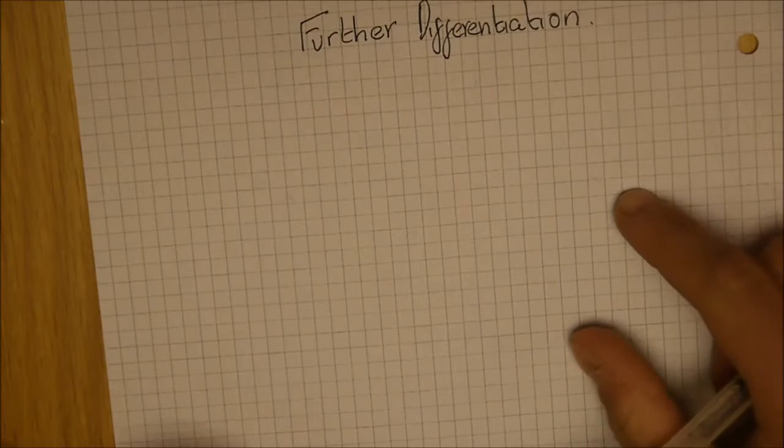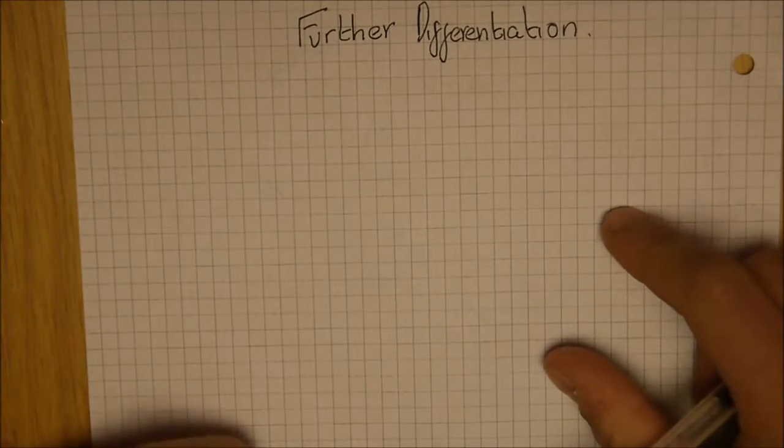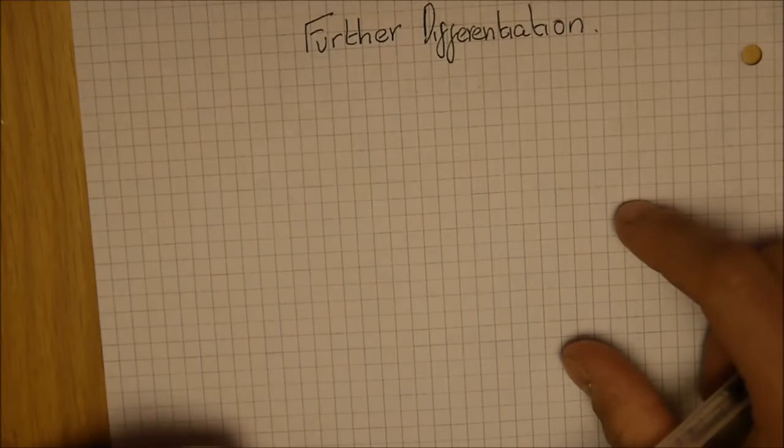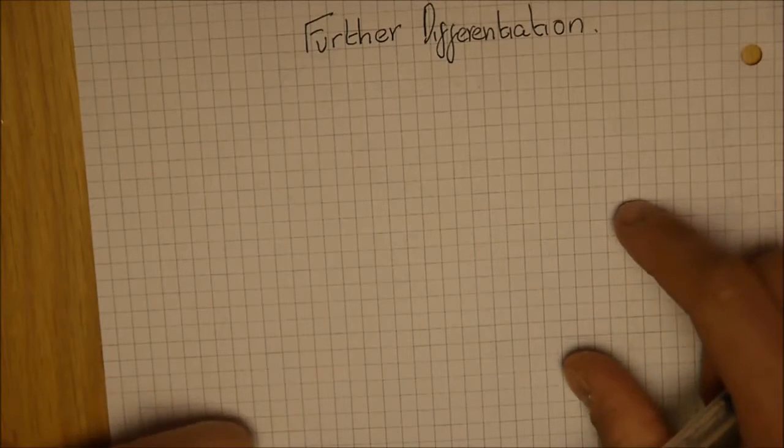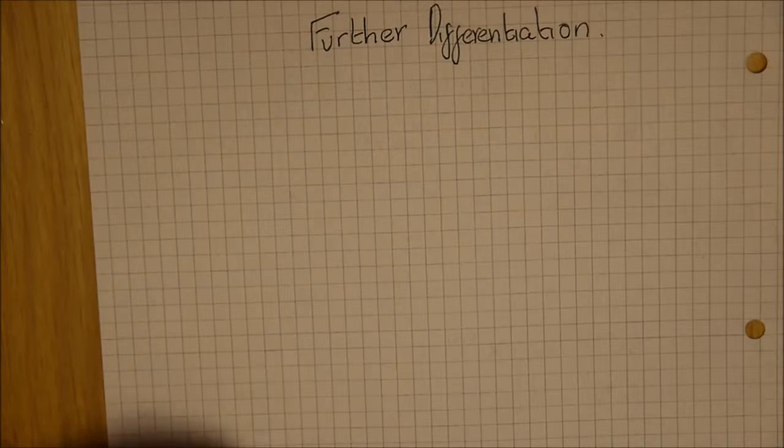Now, further differentiation isn't much different to the type of differentiation that you would have seen in a Core 1 paper. The only difference really is that it uses negative powers. Now, I'm not going to go through really how to differentiate again because we already know this, but I'm just going to take a question that involves tangents and everything, and I'm just going to take you through it.